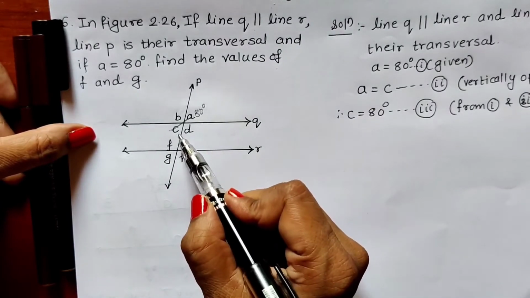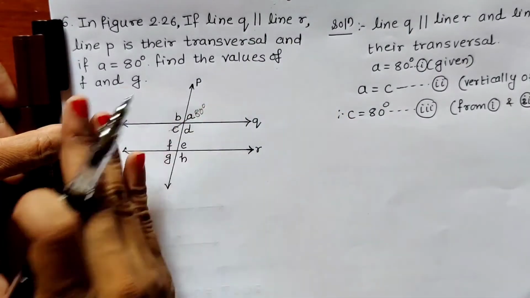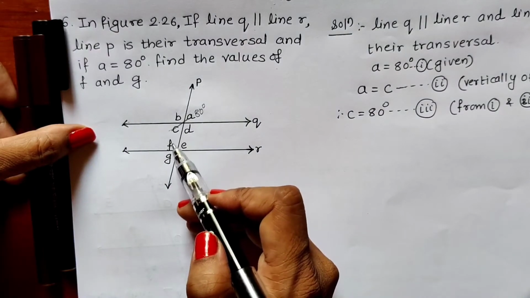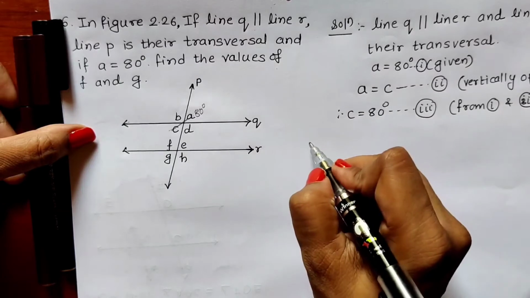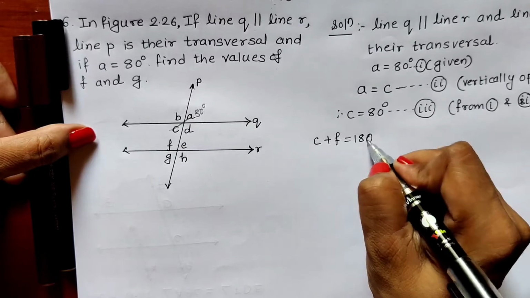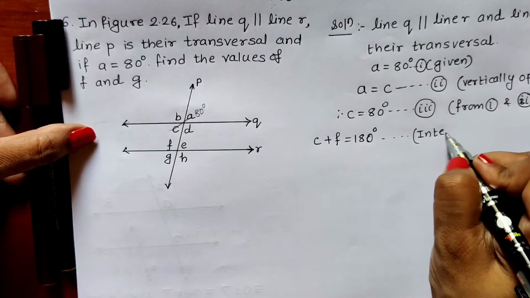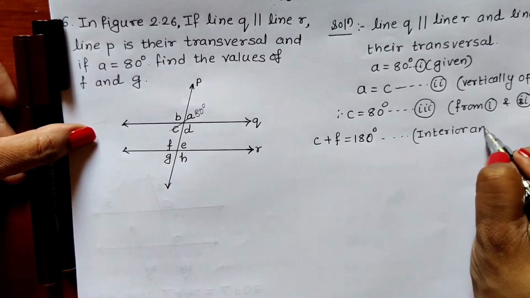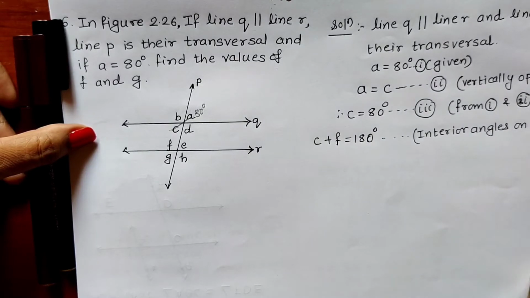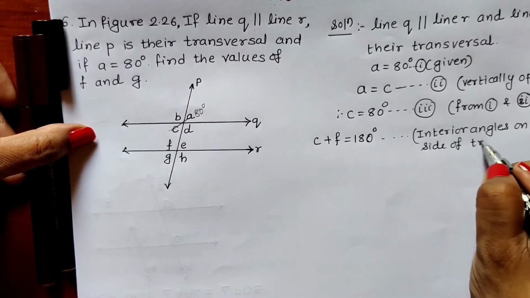Now let us observe this C and F. They are inside two parallel lines and they are on the same side of the transversal. That means they are interior angles. And property of interior angles is interior angles are supplementary. So here we can write C plus F is equal to 180 degrees. The reason we will have to write: interior angles on the same side of the transversal.